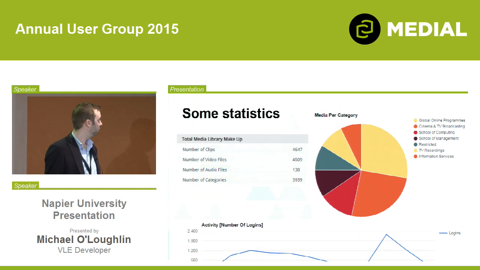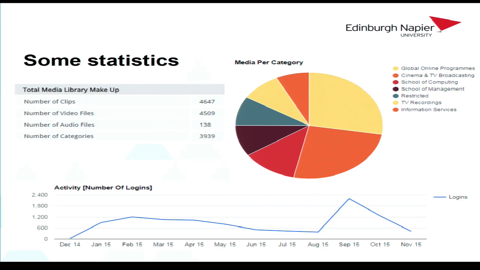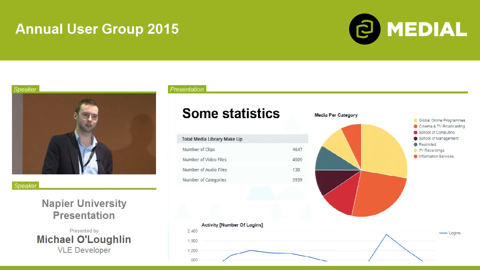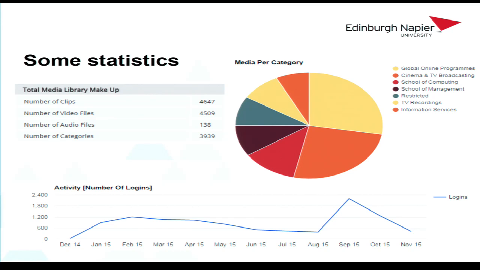Some stats. I don't know how clear that is, but we've got around 4,500 clips in total across the media library. You'll notice the main big one there is the cinema and TV recording, and that was essentially from Omni. The little graph at the bottom shows a spike. Around September is when our academics are going back in for the next session, getting their media prepared and ready for Moodle and so forth. So we're seeing quite good usage of the media library and the integration with Moodle as well.